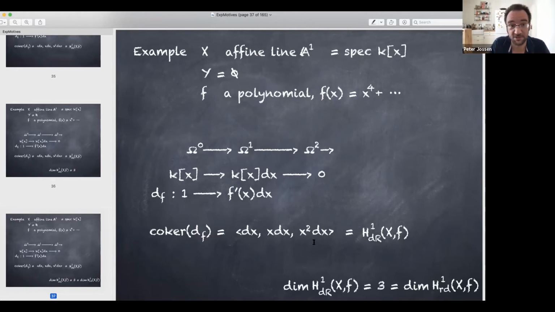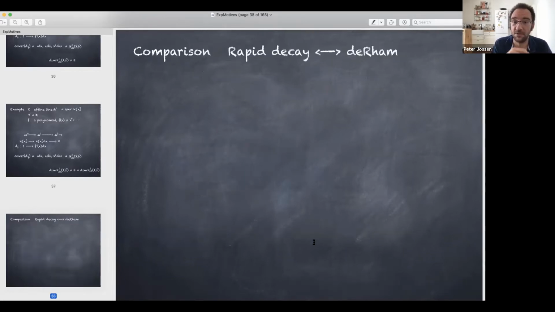It was also three-dimensional. And you might ask whether this is now a coincidence. And of course it is not. So there is a comparison theorem between the rapid decay and the de Rham cohomology, which, among other things, implies that the dimensions of the two cohomology theories, the Betti numbers, are the same. So here is how this goes.